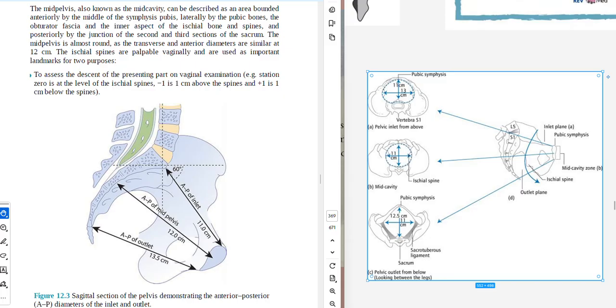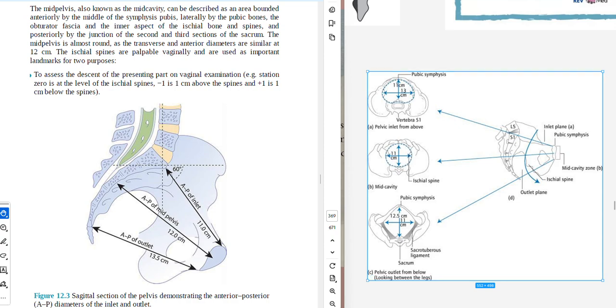The two ischial spines are the sharp bony projections on the inner side of the pelvis. They're extremely important because they are the narrowest part of the pelvis. This is why in many cases of cephalopelvic disproportion, it becomes apparent at the level of the mid pelvis, because the two levels of the ischial spines, as you can see written here, create the narrowest area of the pelvis.